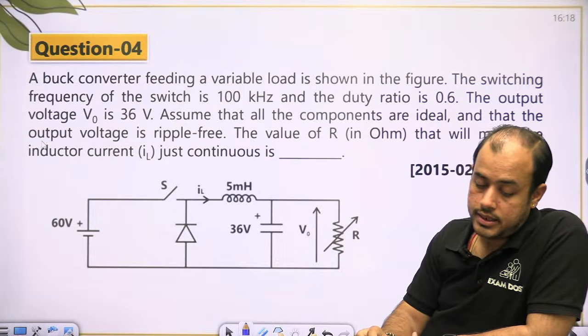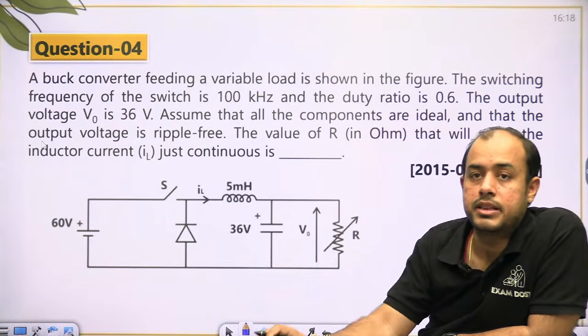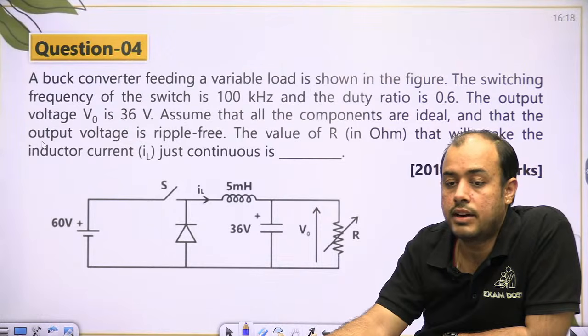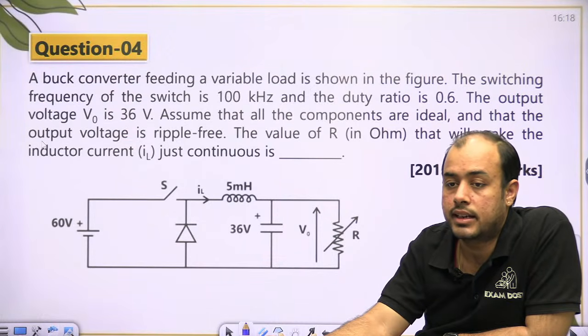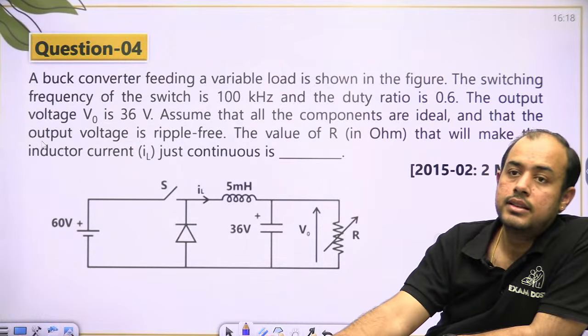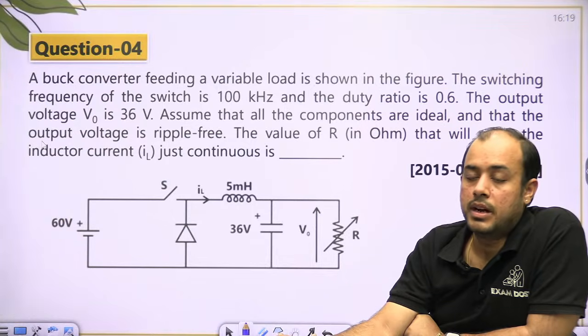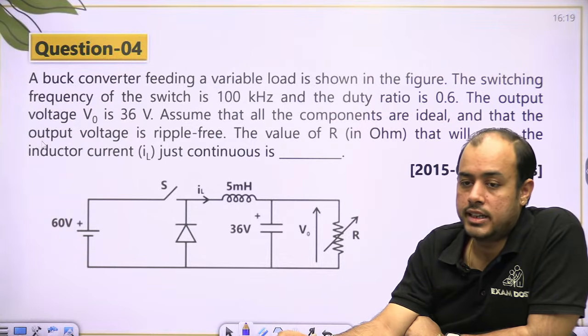Try this. What is the value of R that will make inductor current just continuous? This is based on buck converter. Have we already done this?